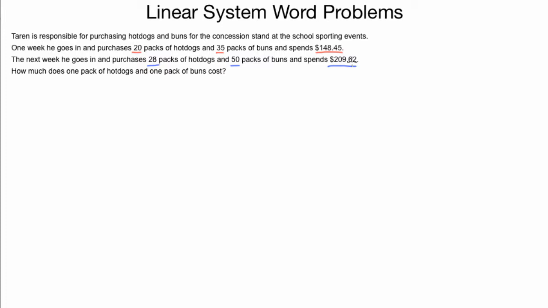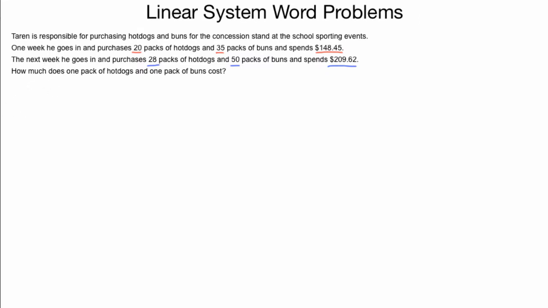So if you remember way back, we've been talking a lot about linear systems and why we need linear systems. Sometimes there's just things where we need to model two different situations side by side. We're trying to compare them. In this case, we have one week shopping trip and then another week shopping trip, and they're both related to the same thing: hot dogs, buns, the total cost, etc. And we're going to use this criteria to figure out what one pack of hot dogs costs. All right, so we have two different trips, so we're going to have two different equations.